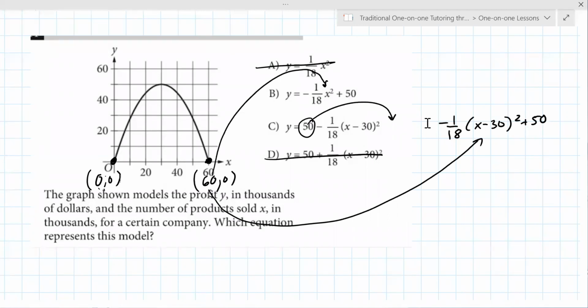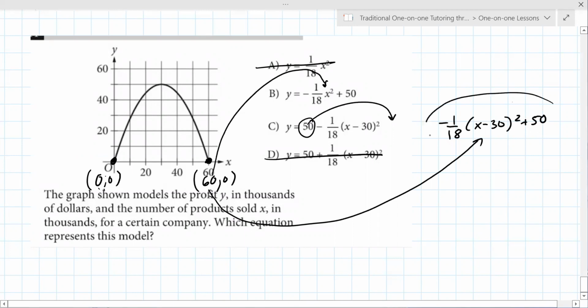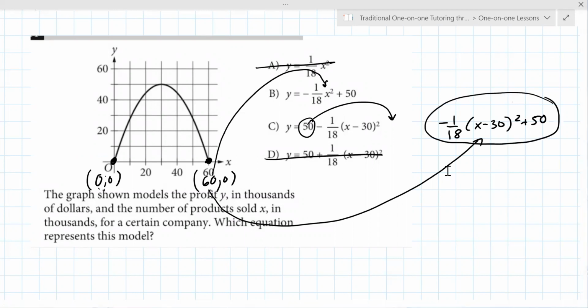Is it letter C? It is letter C, yes. Which point did you try, the 0 or the 60? I tried the 60. Okay, and it should have given you 0. Awesome.